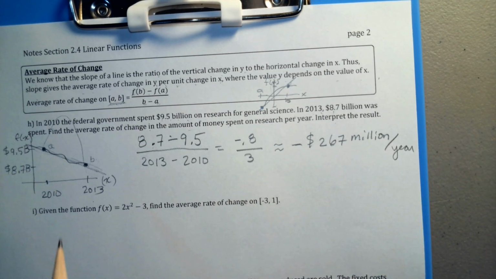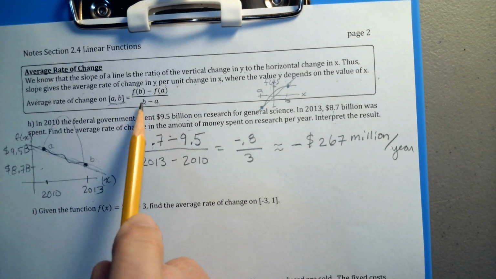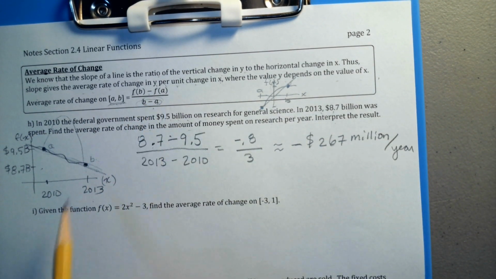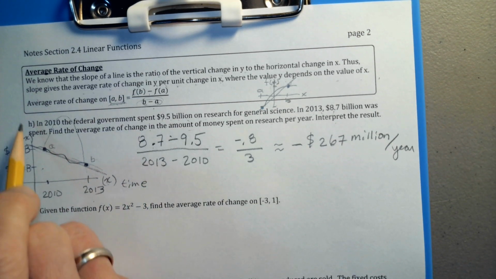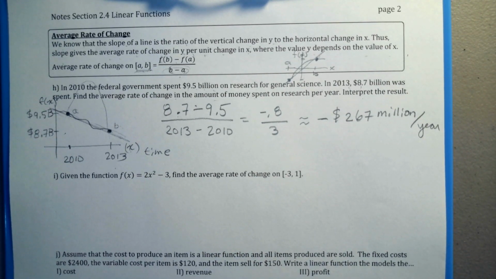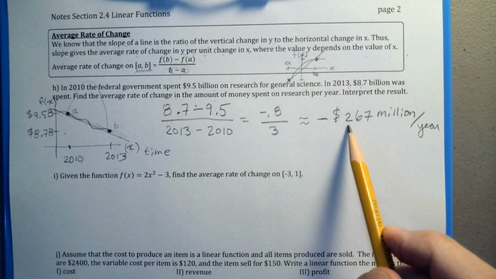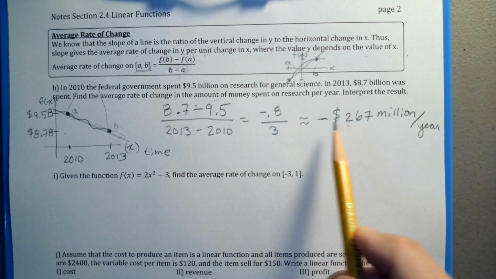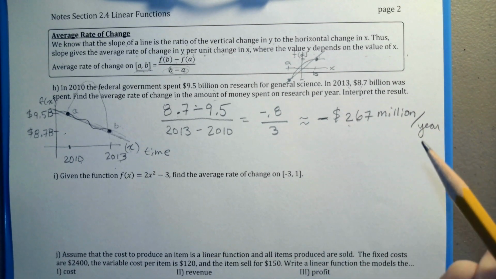Remember, this is a slope. We're not asking how many dollars it went down, but how many it went down per unit of time, in this case per year. We call it x, but really that is time, and this is f of x, but it's the amount of funding. So between those 2 years of 2010 to 2013, there was an average decrease of $267 million per year. That's what the negative indicates, is that it is a decrease. Don't say a decrease and also a negative.